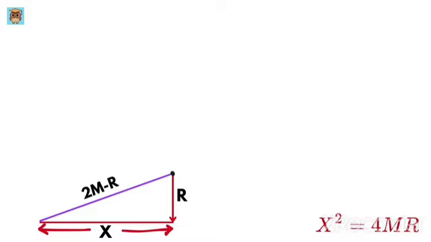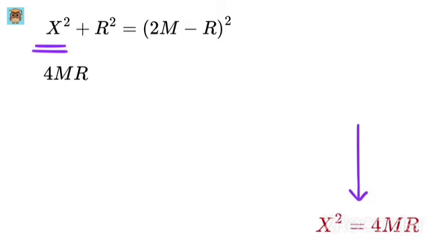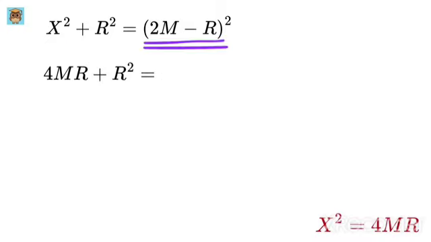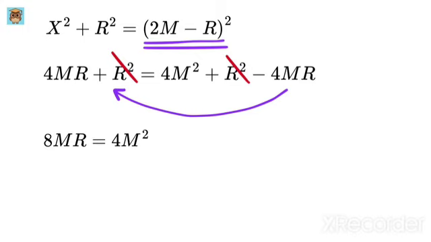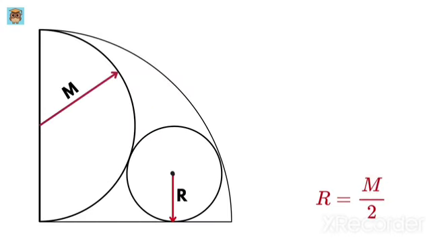So we can use Pythagoras' theorem on this right triangle to get x square plus r square equals (2m minus r) whole square. X square equals 4mr, so 4mr plus r square equals, expand this to get, 4m square plus r square minus 4mr. Oh, look, r square gets cancelled out, and taking 4mr this side, we get 8mr equals 4m square. So finally, we get r equals m over 2, and that's it.